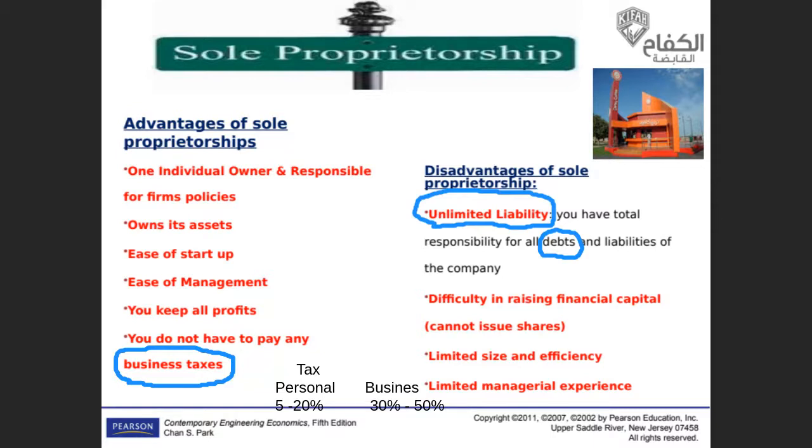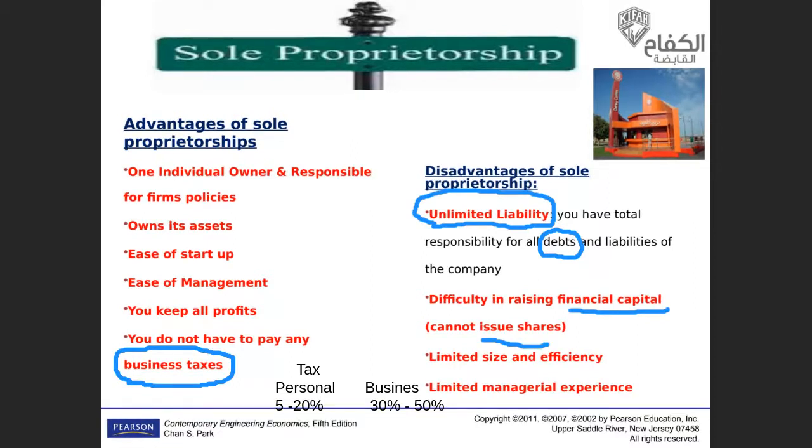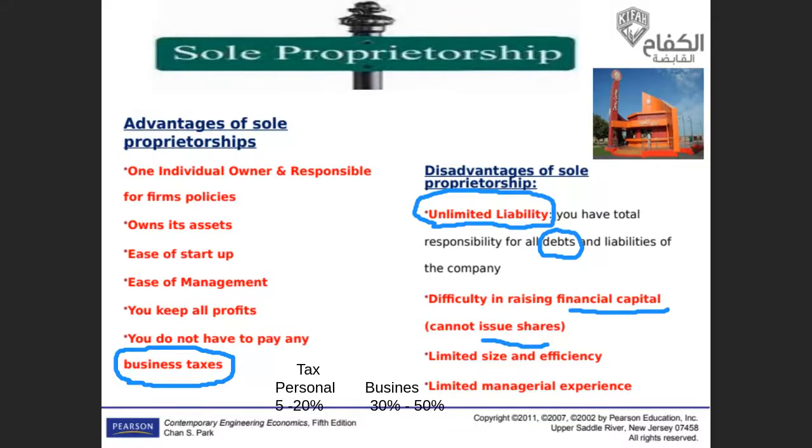Another disadvantage of a proprietorship is that it is difficult to raise financial capital. You cannot sell shares like Aramco or SABIC. You cannot issue shares, and if your business is registered as a sole proprietorship, you cannot sell shares on Tadawul.